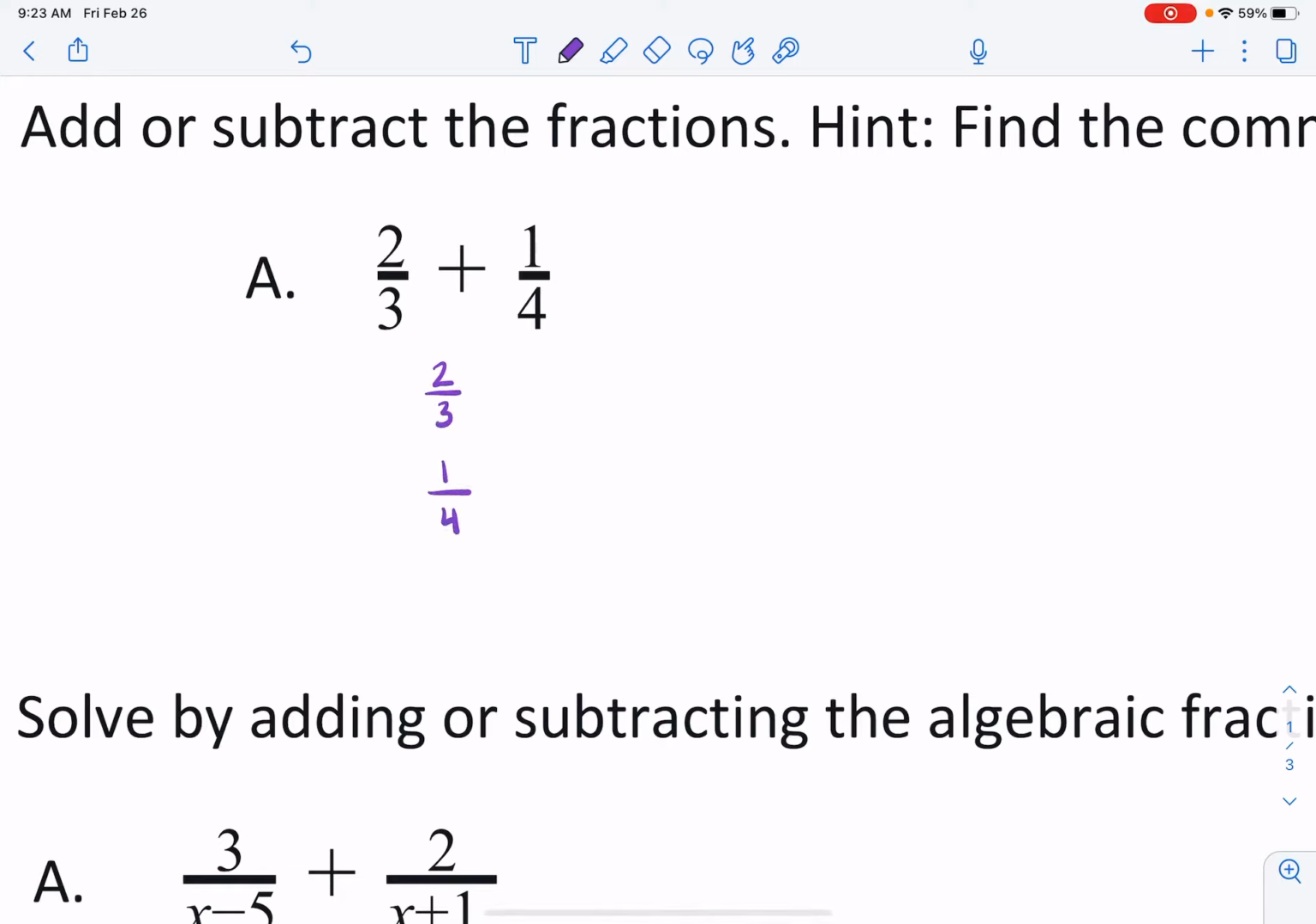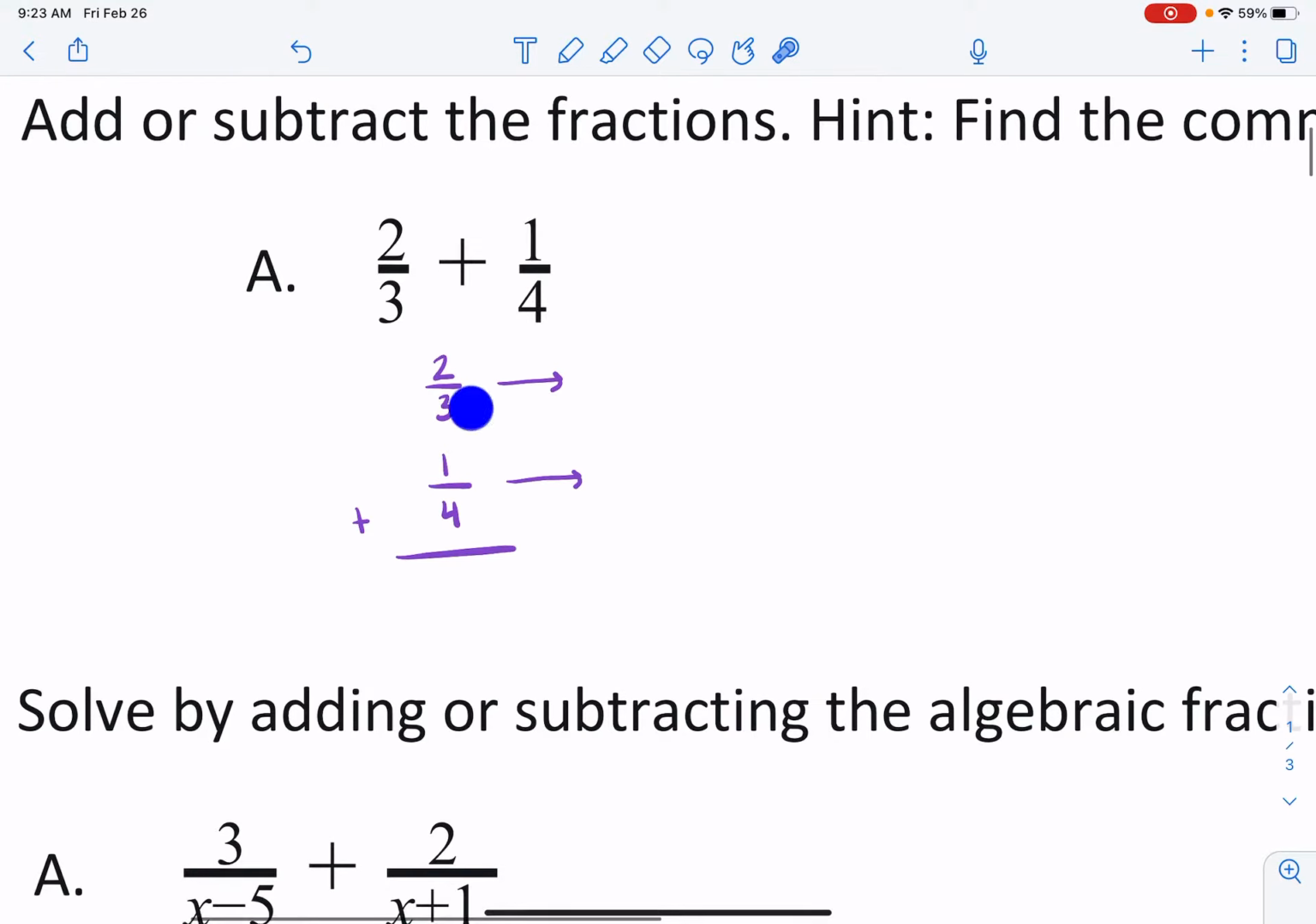just writing them on top of each other like this, and thinking about something that 3 and 4 have in common together, right? Like a least common multiple or just something that they have in common. It doesn't necessarily have to be the least, but that usually works out best. I know that they have 12 in common.